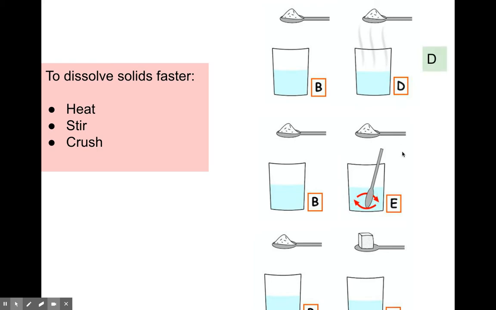The hot one. Next, again, we have two beakers here, one stirring, one non-stirring. Which one will dissolve faster? Okay, stirring. And down here we have, again, two beakers, crushed sugar, a lump of sugar. Which one will dissolve faster? And again, it'll be B in this case. So, heat, stir, crush.